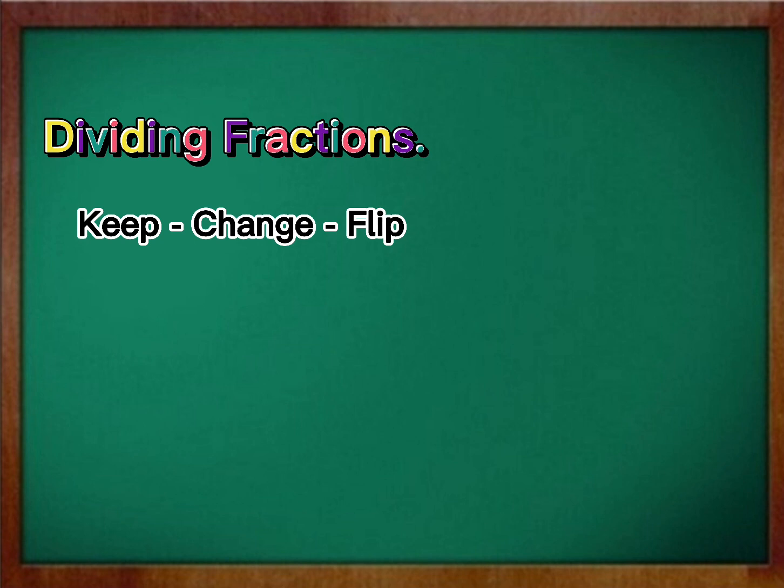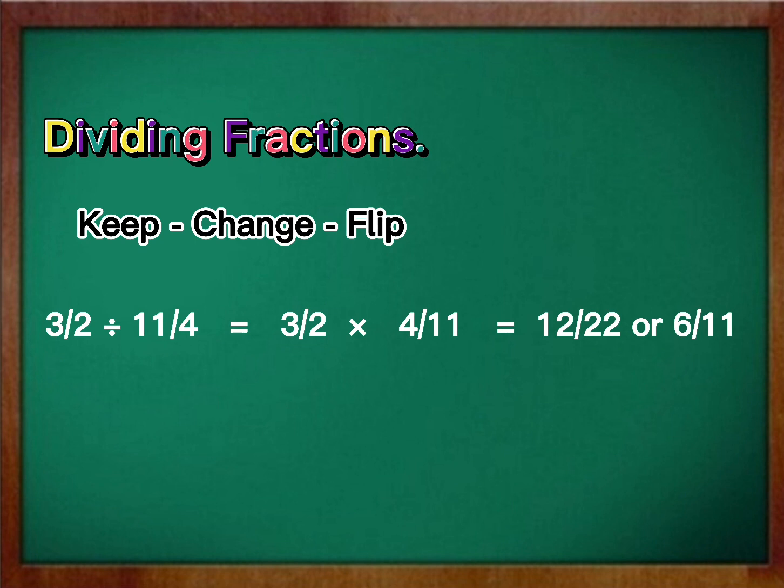Keep the first fraction, then change the sign from division to multiplication, then invert the second one, then perform multiplication. For example, 3/2 divided by 11/4. So keep 3/2, change the sign, that's multiply, then flip the second one, that's 4/11, then multiply. 3 times 4, that's 12. 2 times 11, that's 22, or that's 6/11.